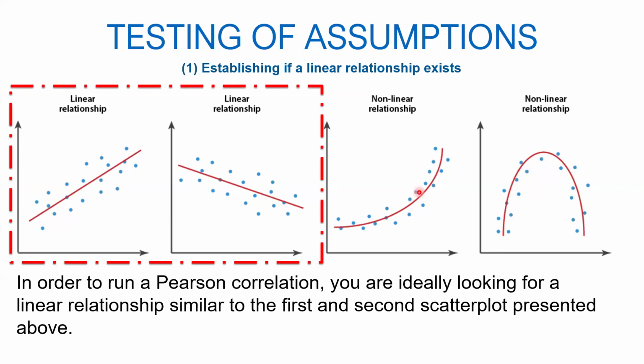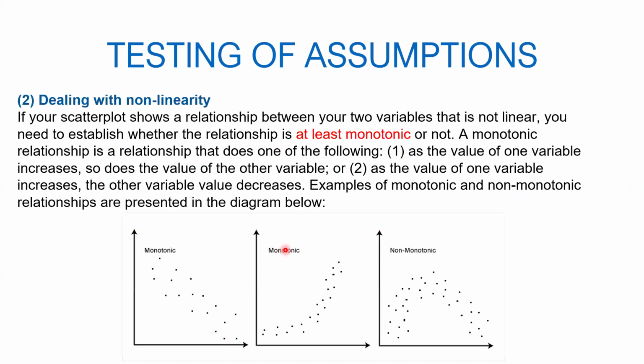We cannot use Pearson correlation if this is the relationship that exists between the two variables. So we are looking for an approximately linear trend between the two variables, which is found in the first two figures that we have here. Now, how do you deal with nonlinearity?